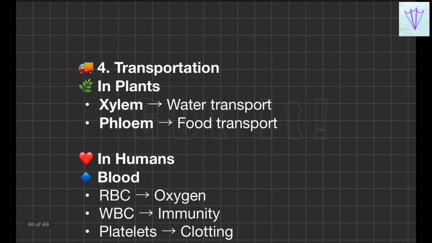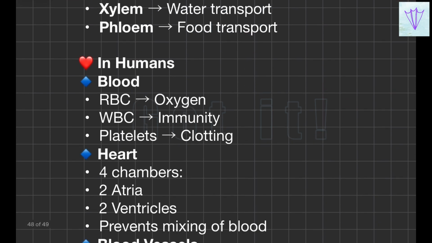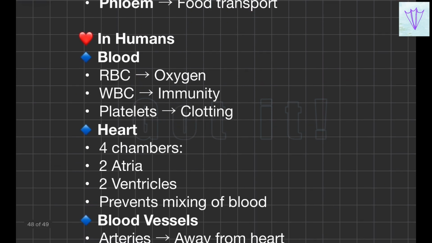Next, transportation in plants. Xylem will conduct the water and minerals transport, while the phloem will conduct the food transport. And we know that xylem is unidirectional, while phloem conducts in all directions.